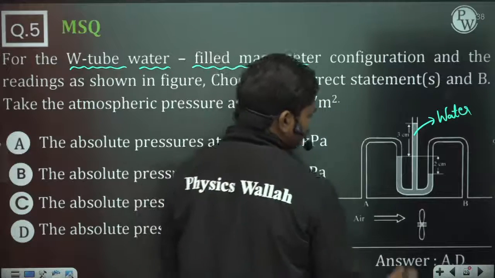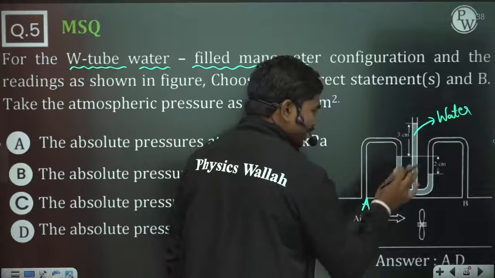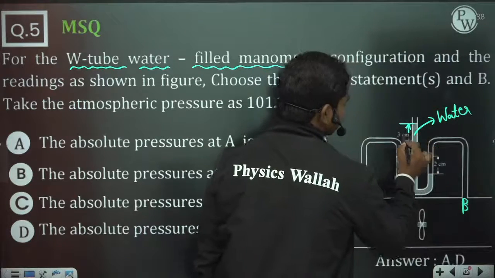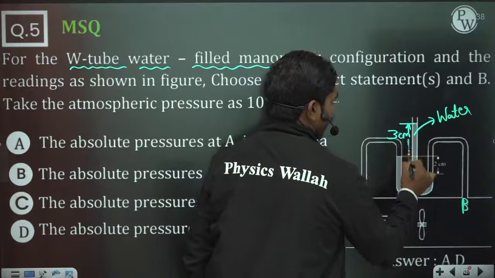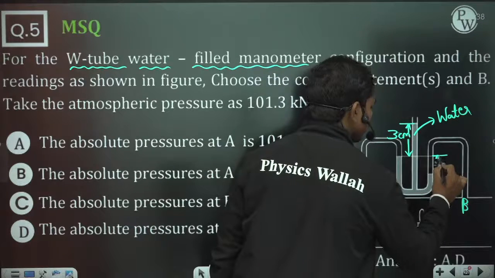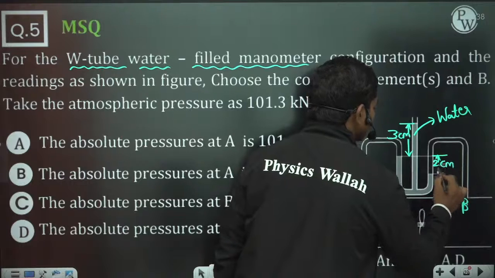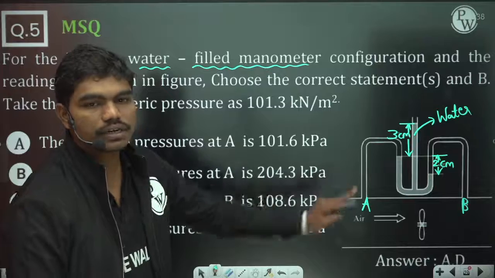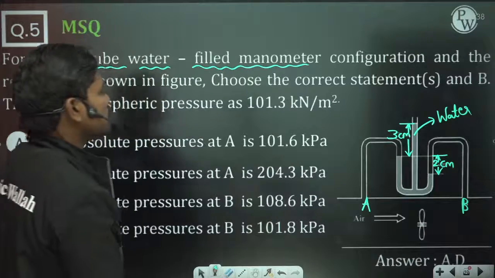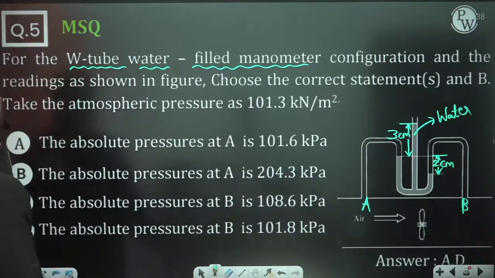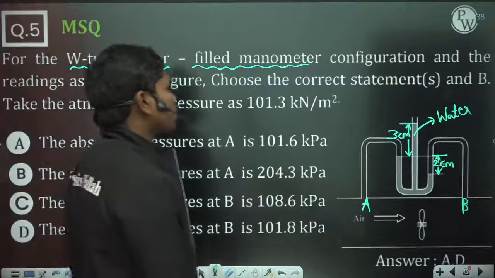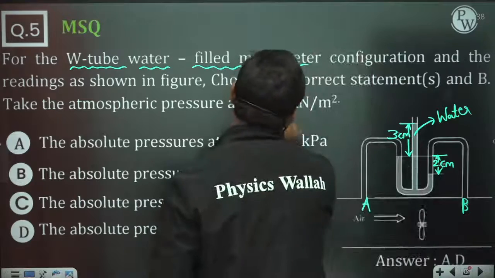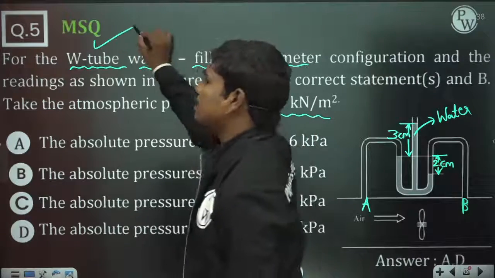Readings as shown. I hope these readings are not clearly visible because the diagram is small here. So AB, this dimension is given as 3 centimeters and this dimension is given as 2 centimeters. So it is 2 centimeters, 3 centimeters, 3 centimeters and 2 centimeters. Choose the correct statement or statements. Take the atmospheric pressure as 101.3 kilopascals. So PATM is equal to 101.3 kilonewton per meter square. It's an MSQ, multi-select question.